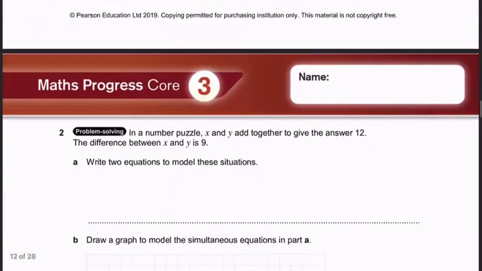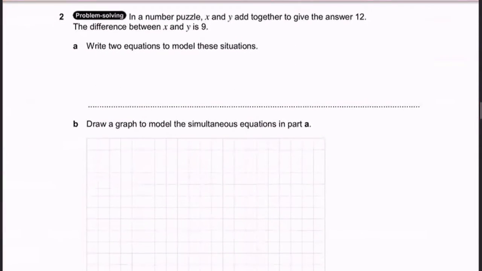Right, let us go and find this. So now it's telling me in a number puzzle, x and y add together to give the answer 12. So write it like this: x plus y equals 12 directly. The difference between x and y is 9. So x minus y is 9. Okay? Write two equations to model these situations. These are the two equations, this one and that one. Is it okay, or you need me to repeat again? It's very straightforward. It's very simple.